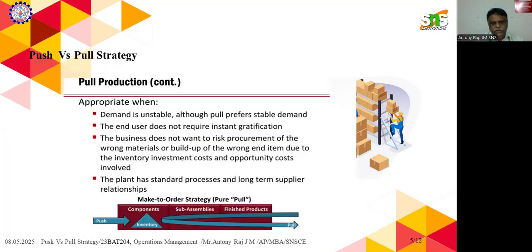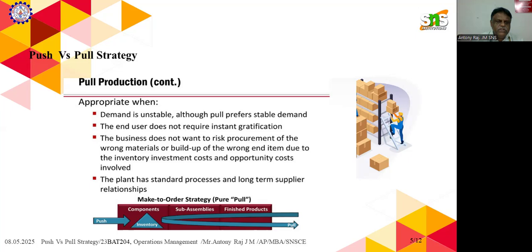And these are some of the factors where pull production is used. Whenever the demand is stable, it is better to go for push production, because you know what is going to happen. But when the demand is unstable, pull production is very appropriate, because you manufacture as per the demand. You don't manufacture a constant volume, because you know the demand is going to be unstable.